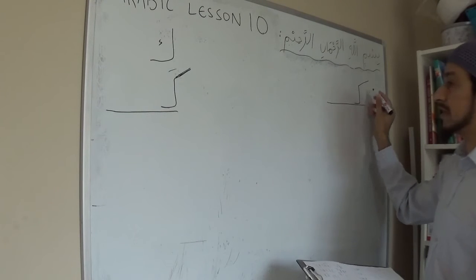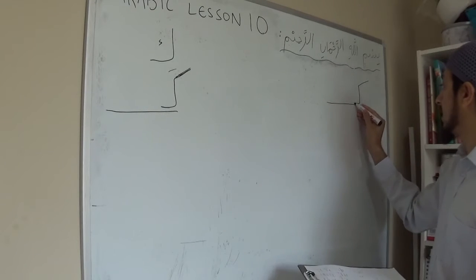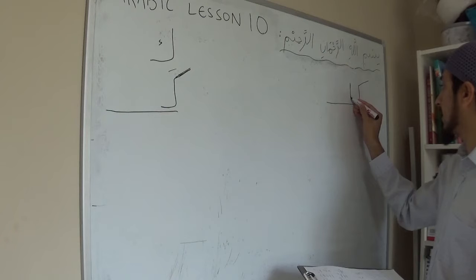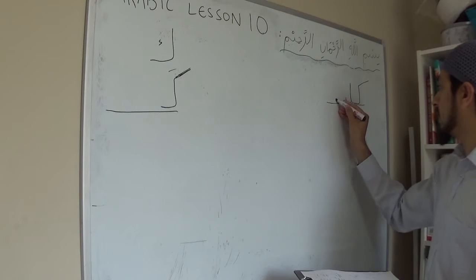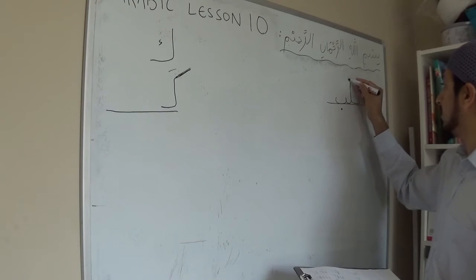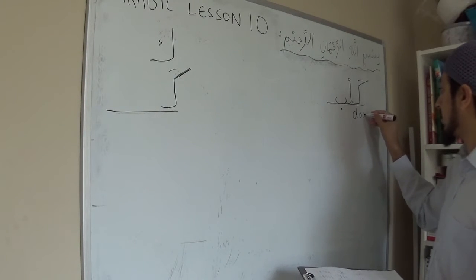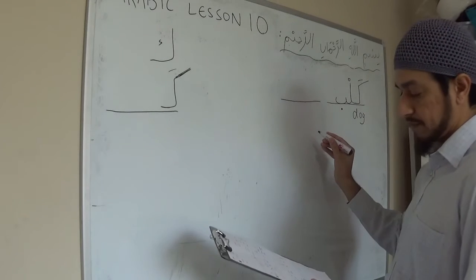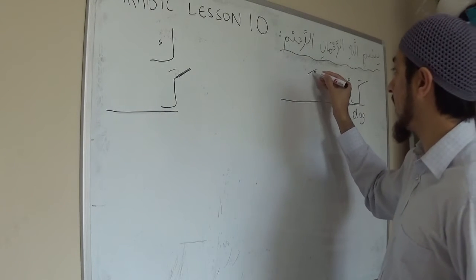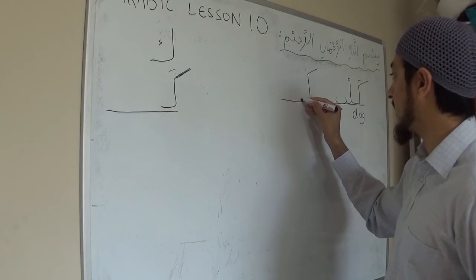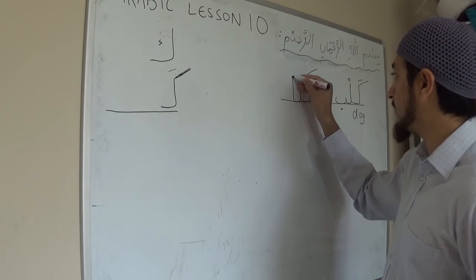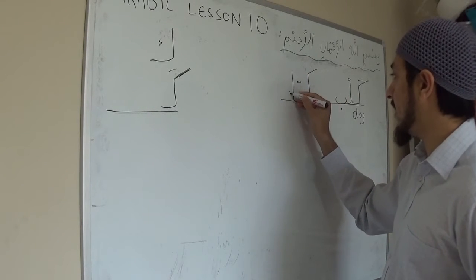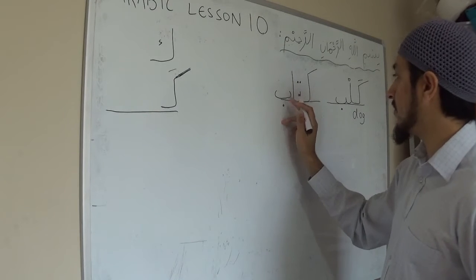Kaf on the line, that form at the beginning, goes up to a lam, comes down to a ba. Kalb. Dog. Kitab. Kaf, again starting like that, with a ta up to the top, kita, and then ba lying in its full form by itself. Kitab.